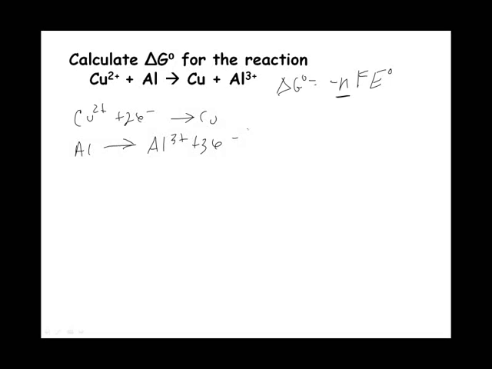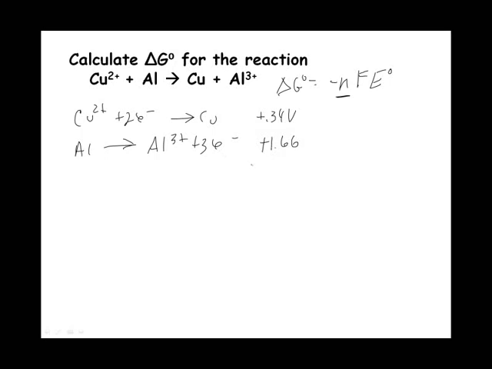Okay, so if I look up on my table, Cu2 plus plus 2 electrons, and make sure you do the one with 2 electrons because there are lots of Cu versions on here, I get plus 0.34 volts. If I look up aluminum, it gives me the reverse, this leading to this, and it tells me the value is negative 1.66. But of course I changed the sign because I've reversed the order of the reaction.